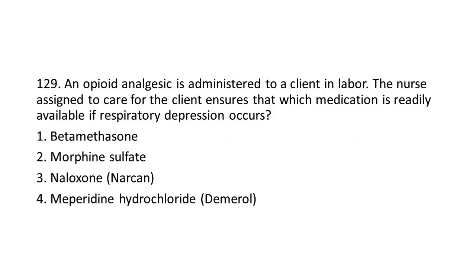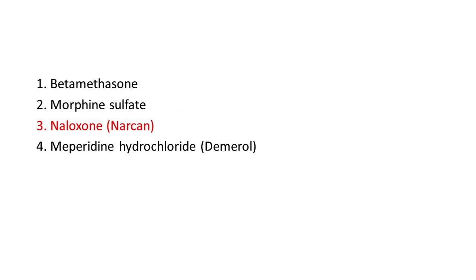129. An opioid analgesic is administered to a client in labor. The nurse assigned to care for the client ensures that which medication is readily available if respiratory depression occurs. 1. Betamethasone. 2. Morphine sulfate. 3. Naloxone, Narcan. 4. Meperidine hydrochloride, Demerol. The answer is 3. Naloxone, Narcan.